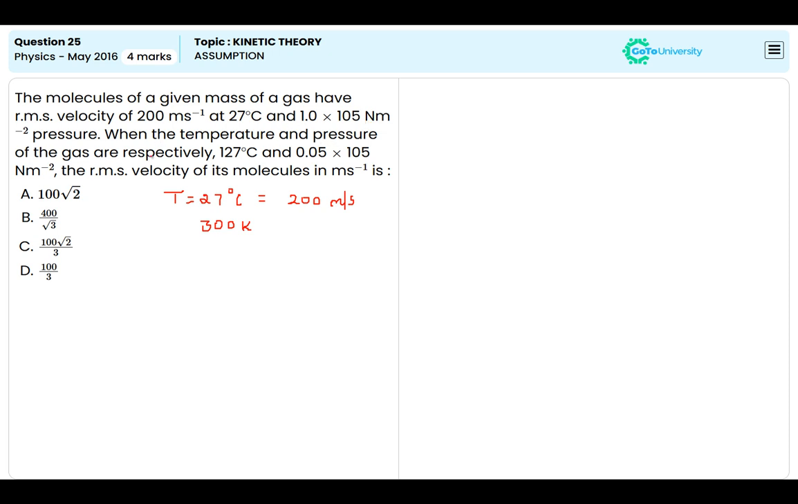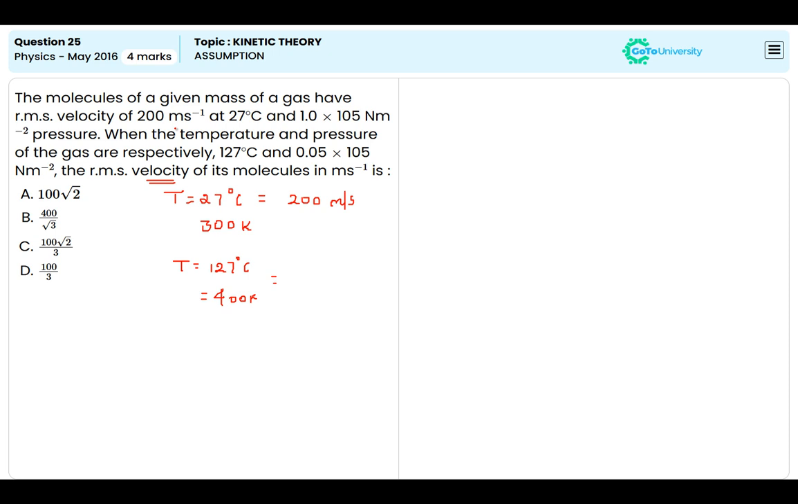When the temperature and the pressure of the gas are respectively 127 degrees centigrade and 0.05 into 10 to the power of 5 Newton per meter square, the RMS velocity of its molecules in meters per second is? At a temperature of 127 degrees centigrade, that means plus 273, it becomes 400 Kelvin. What is its RMS velocity? We need to find that here.